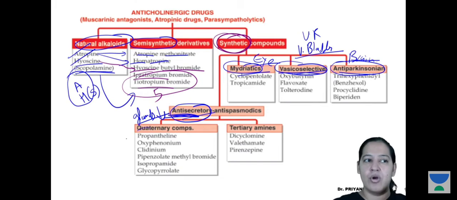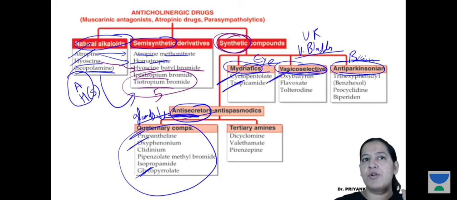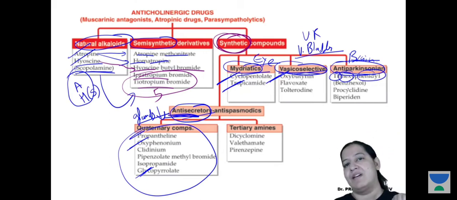Anti-secretory में आपके कौन-कौन से आएंगे? Just read the name. The most important among them are propantheline, oxyphenonium, glycopyrrolate. These are the important ones. Mydriatics में cyclopentolate and tropicamide. Very important, tropicamide. Vesicoselective में oxybutynin. And anti-Parkinson's में trihexyphenidyl. So split it to learn it. The big names are there. So you have to learn the classification anyway. So that was the classification.